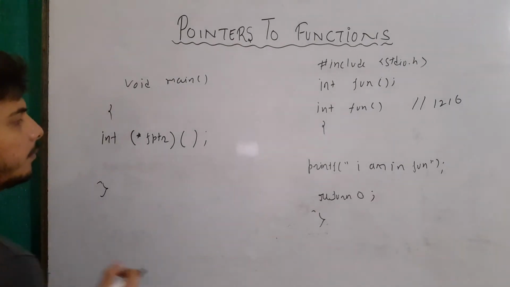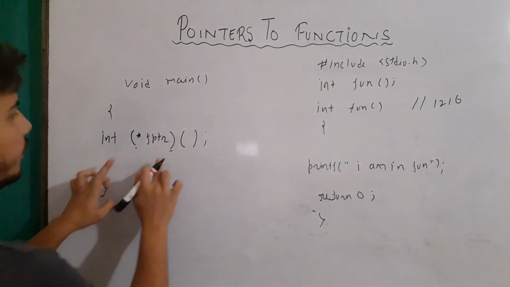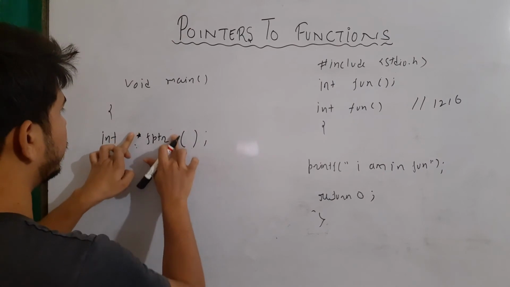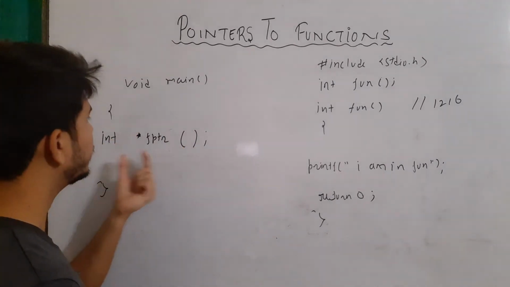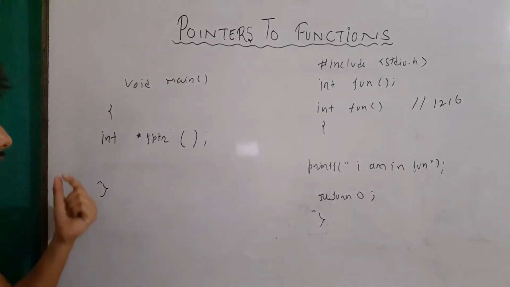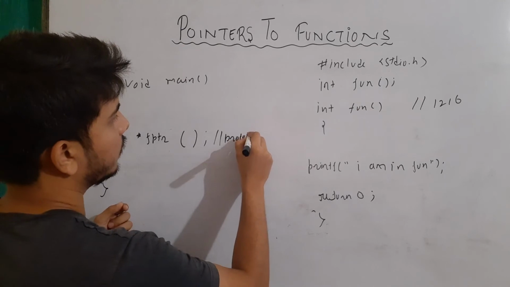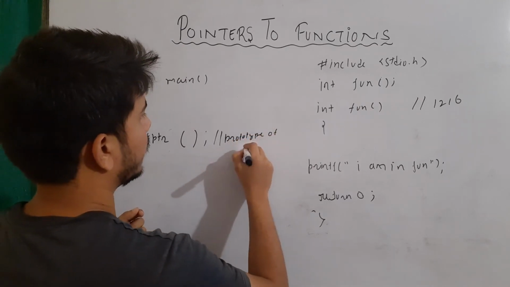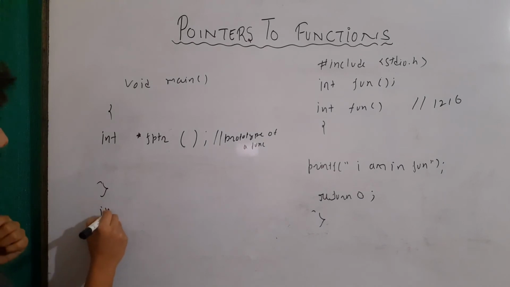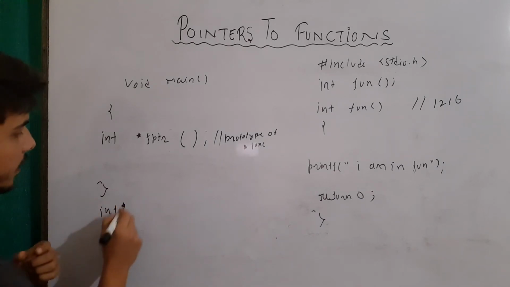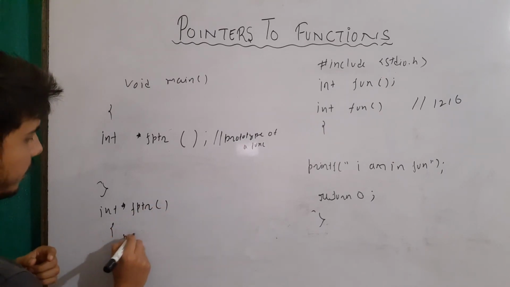Now one thing that people generally ask is, what is the role of these parentheses? Let's say if I remove this, then this will become a prototype for a function that returns an integer pointer. Basically a prototype of a function, right? And since it is a prototype, later on I can also define or give the definition of our function, let's say print.